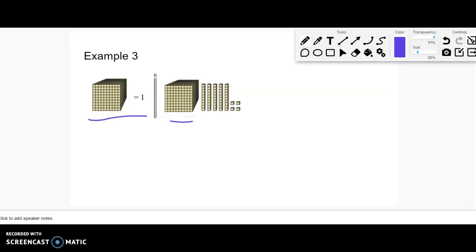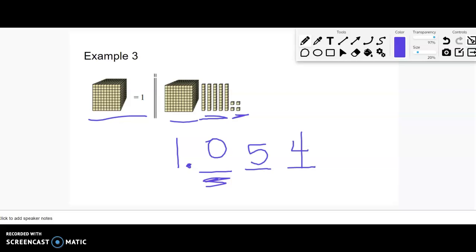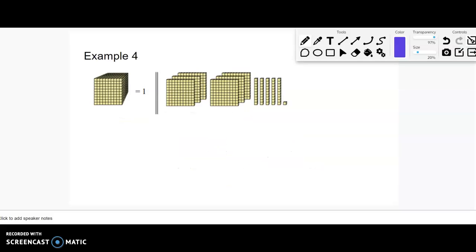This is still my whole. I do have one whole. Let's draw our places on this one. So my tenths, do I have any tenths? Do I have any of those flat pieces? No, I do not. Do I have any of my hundredths? I do have 5 hundredths. Do I have any thousandths? Yes, I have 4 thousandths. So I have 54 thousandths because 10, 20, 30, 40, 50, 51, 52, 53, 54 little pieces ends up with 54 thousandths. 2 more examples and then I can help you out more if you need.